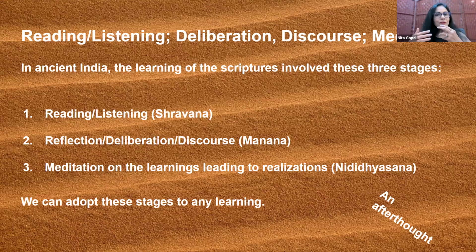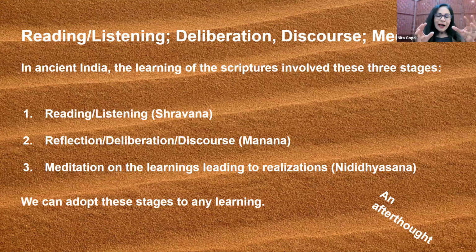And they learn from that. A few more doubts become clear. Some doubts will go away. And then comes the third stage, which is meditation on the learnings leading to realization. So when the realization happens, when those epiphanies come, then the clarity is there, right? So these are the three ways in which very difficult texts used to be tackled.